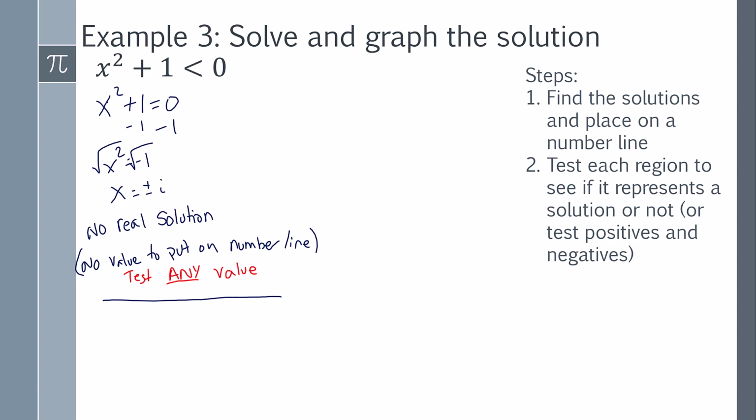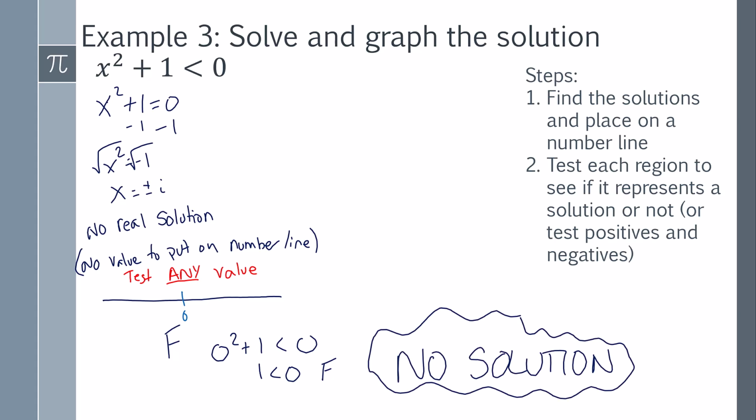And so I can pick any value and test it, so I'll plug in 0. If I plug in 0, I get 0 squared plus 1 is less than 0, 1 is less than 0, that's false. That means the entire region is false. Or if I wanted to think of it in terms of positive numbers, this is positive. This is saying less than 0. What kind of numbers are less than 0? Those are negative numbers. None of these numbers are negative.